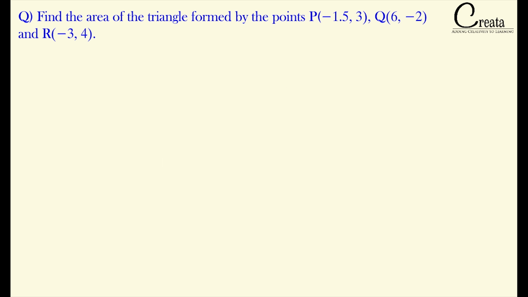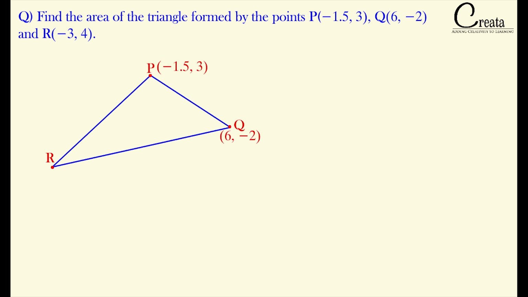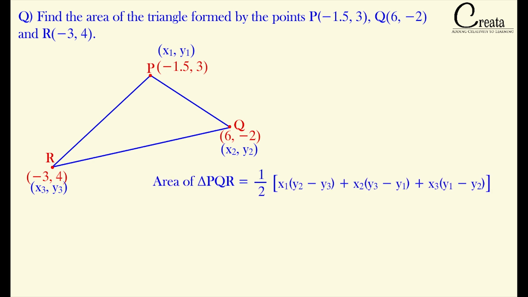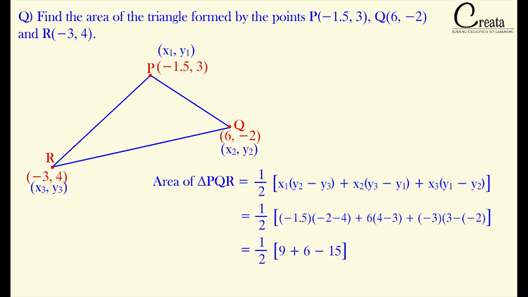Okay, coming back to the question. Again, in this question, the 3 vertices of the triangle PQR are given. We know all the 3 coordinates. We can directly apply the formula of the area of the triangle. Okay, let's do so. Let's put the values and we will solve the question. On solving, we got the area of the triangle as 0.